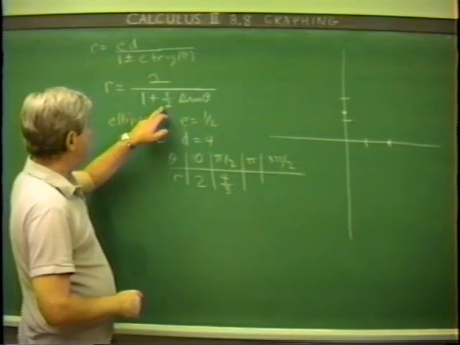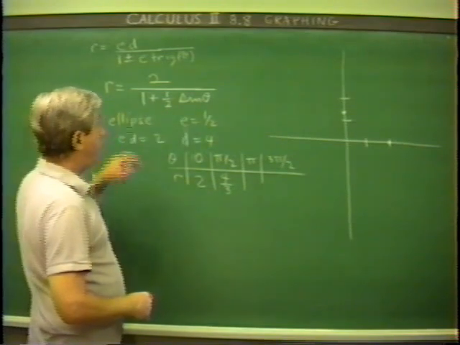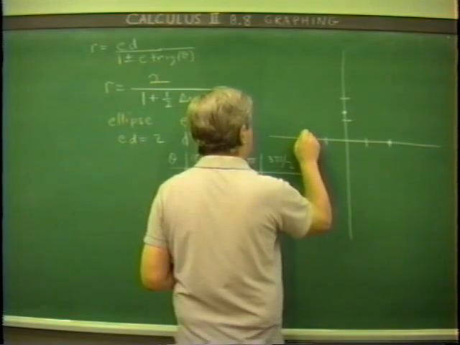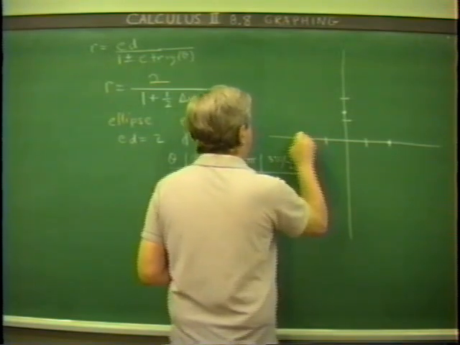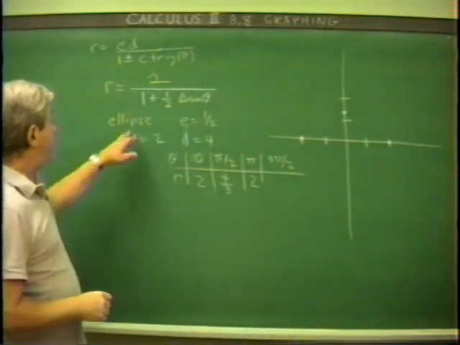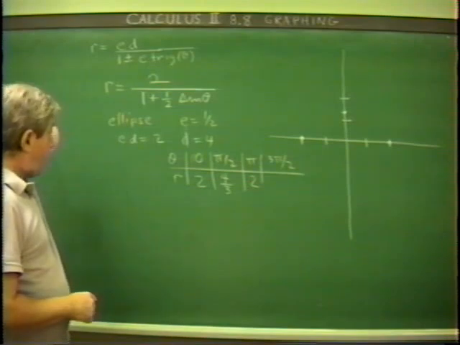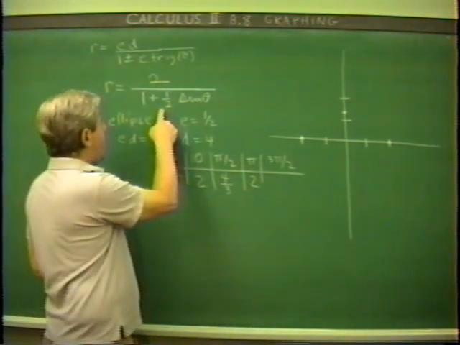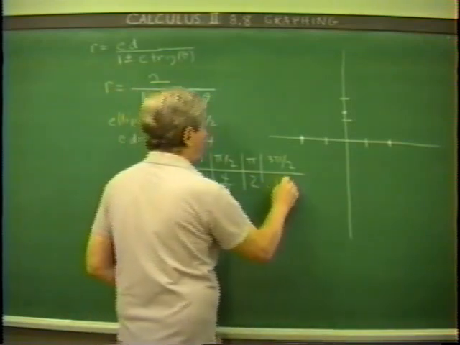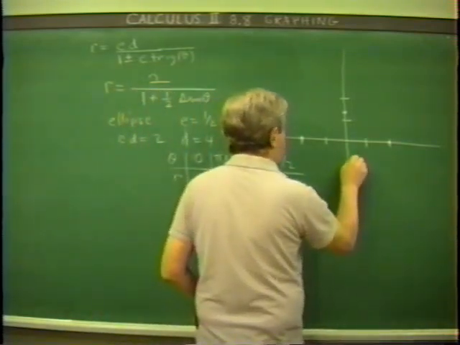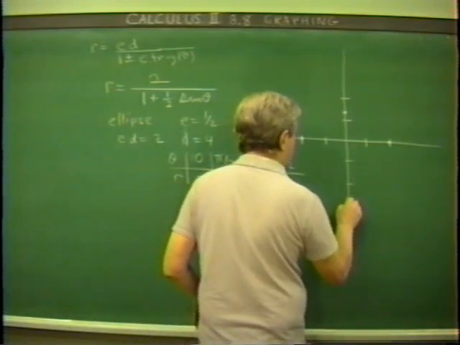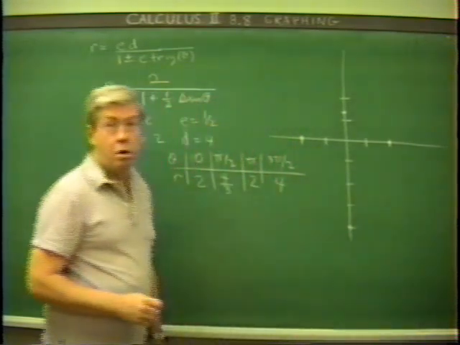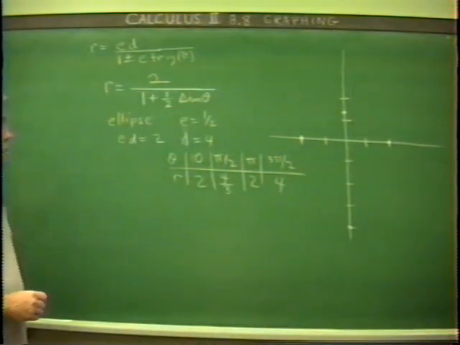And theta is equal to pi. Sine of theta is 0, so we've got 2 again. That's part of the graph. And theta is equal to 3 pi over 2. Sine of theta is minus 1, so we've got 1 minus a half, which is a half. Half into 2 is 4. So over here at 4, we have a point on the graph.